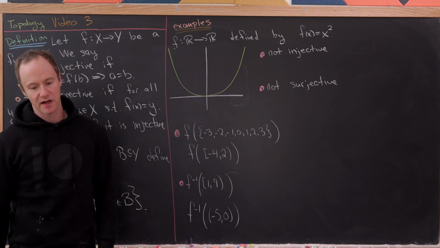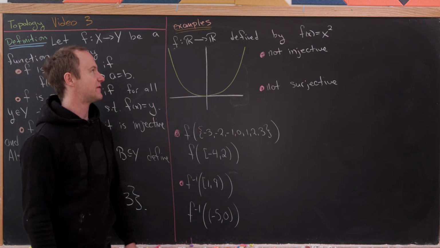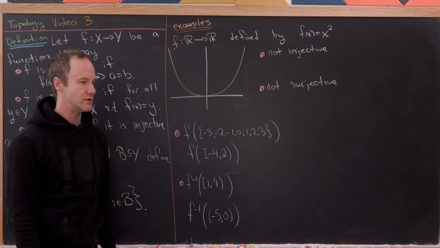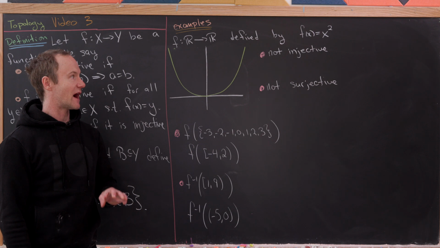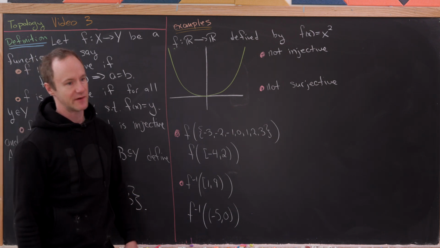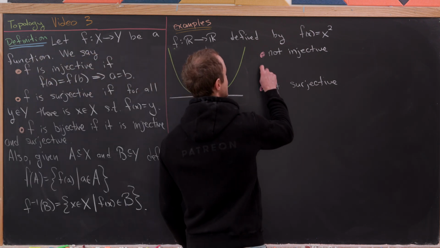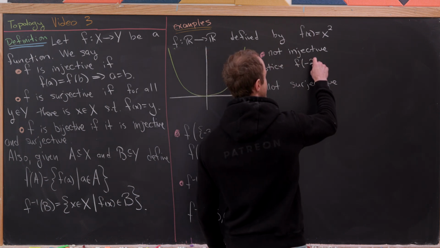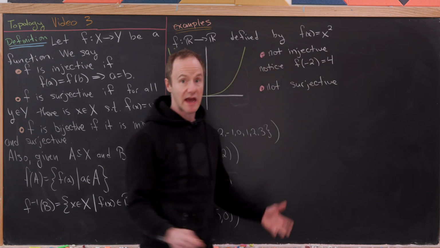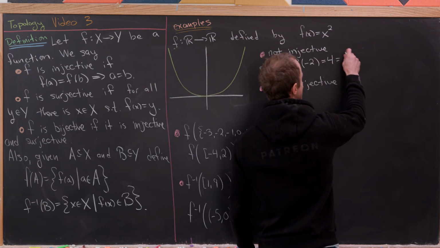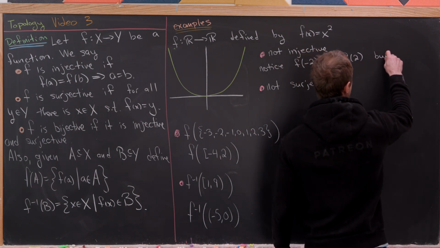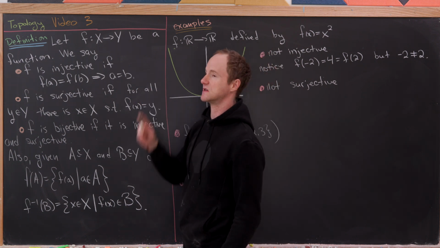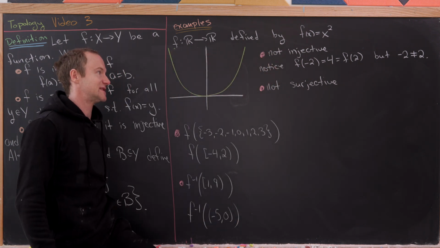Okay, so let's look at a couple of examples. Let's say we've got a function from R to R defined by f(x) equals x squared. I've got a little graph here which we may use during this example. I'd like to prove first that it's not injective, and that's actually pretty easy. We can do that with just an observation. Let's notice that, for instance, f(-2) equals 4, because negative 2 squared is 4, but that's the same thing as f(2). But we know that negative 2 is not equal to 2. So that means it doesn't satisfy this rule for injectivity, and thus it's not injective.